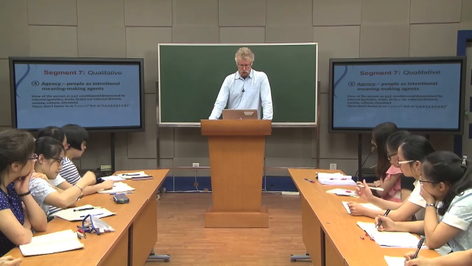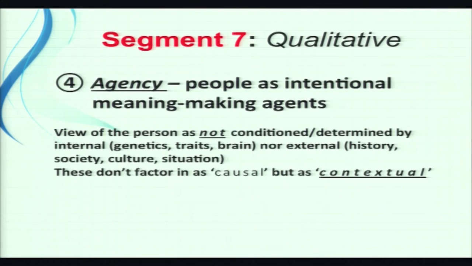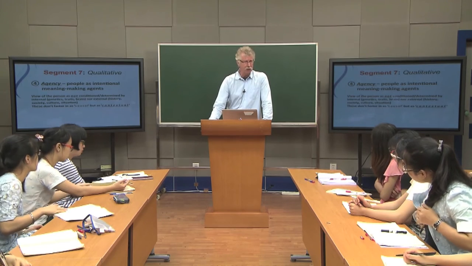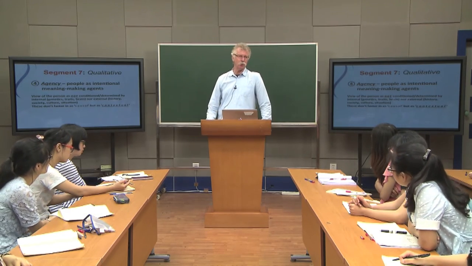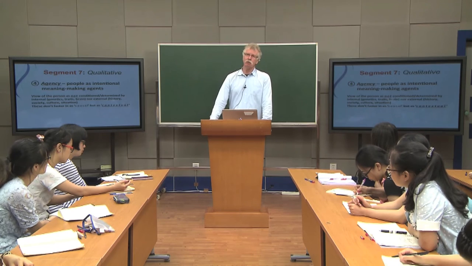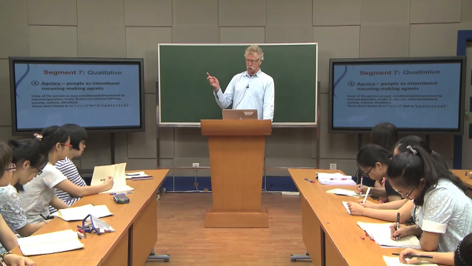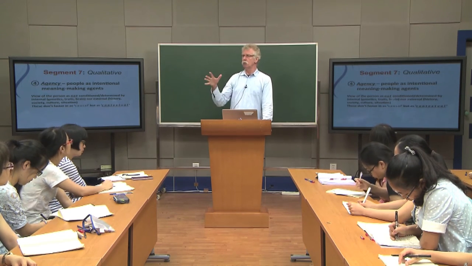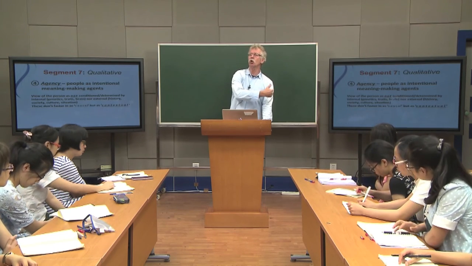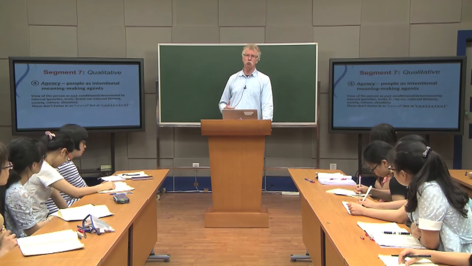Now the last one, agency. And by the way, difference and agency are exactly the two aspects that I think it was in segment four, when I tried to talk about identity. It has to do with identity and identity analysis. Agency: qualitative inquiry sees people as intentional, meaning-making agents. So again, they are not conditioned by whatever is outside, and what they think, do, and say is not caused by it.